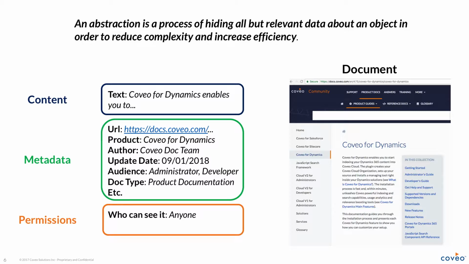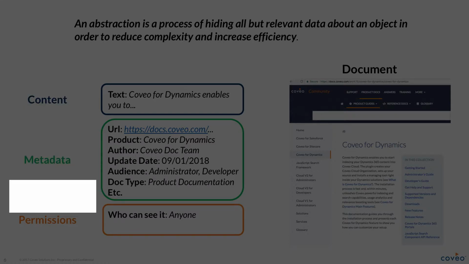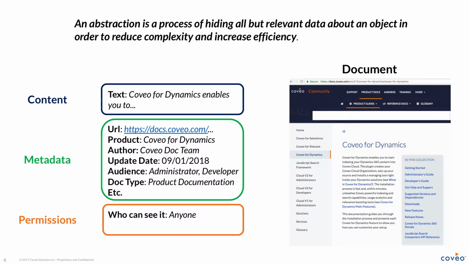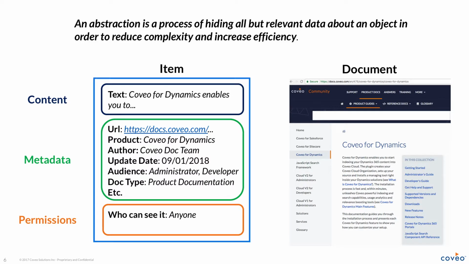Think about it. Are there documents in your environment or organization that cannot be accessed by everyone? Think about employee records, payroll, or sensitive client information. There has to be very strict restriction about these specific documents. And this is why the Coveo platform is designed to never show you items that you don't have the right to see. With these three pieces of information, content, metadata, and permission, it is possible to create an abstraction of any type of document. A Word document, a database entry, a Salesforce account, anything. In the Coveo platform, we call this abstraction an item.